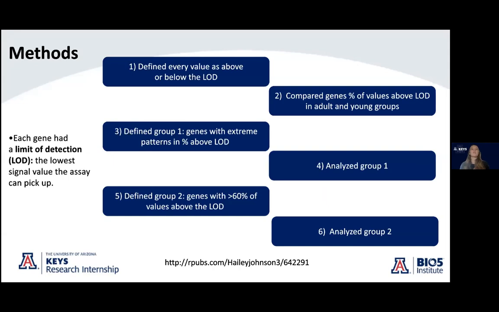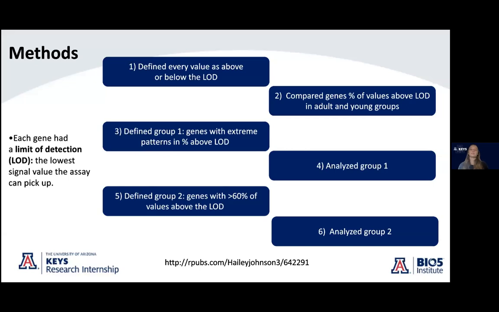So we started off by defining every value as above or below the limit of detection. So values were given a 1 if they were above the LOD and a 0 if they were below. And that way, when we calculated the means, it added up the ones and divided it by the values to give us a percent of values which were above the limit of detection.